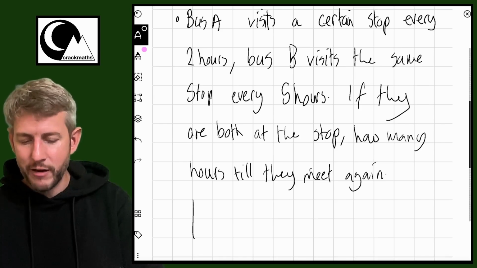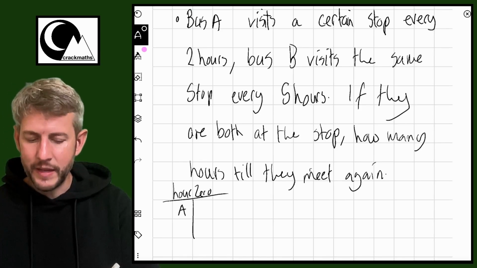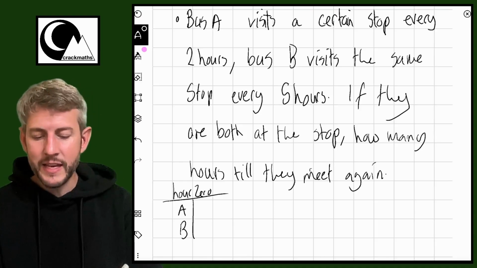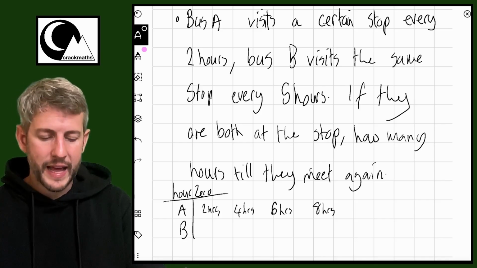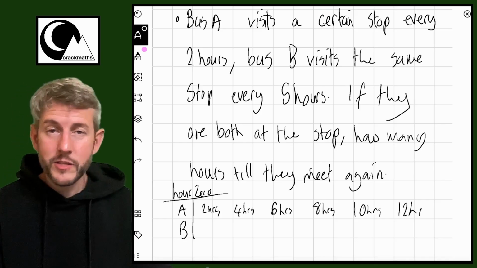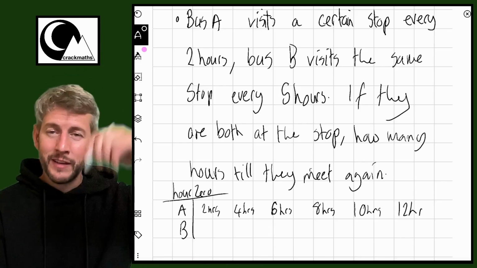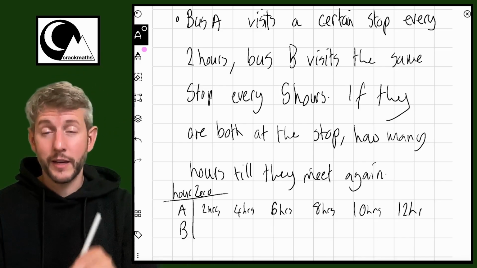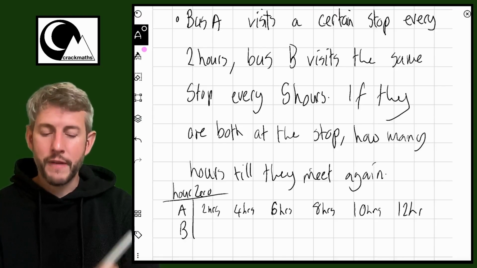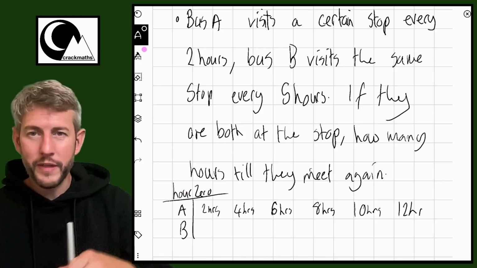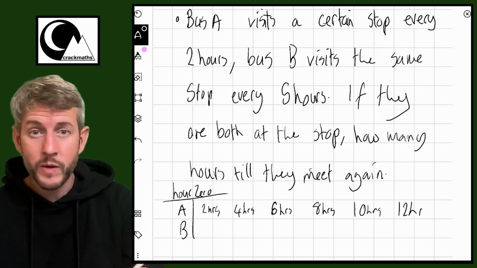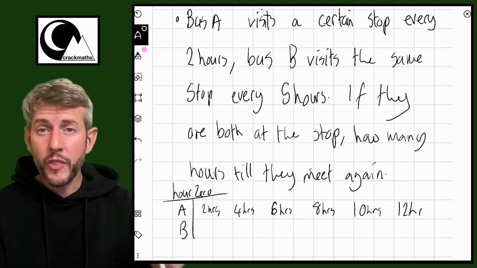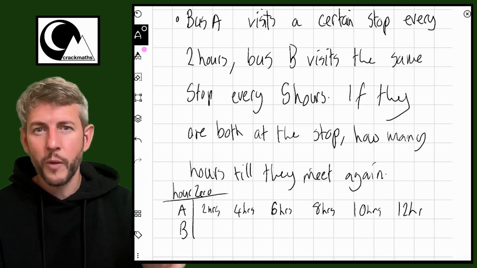Okay, so what we're going to do is let's think about, we're starting at hour 0. So this is hour 0 here. This is A and this is B. So bus A is going to get there at 2 hours, at 4 hours, at 6 hours, at 8 hours, at 10 hours, at 12 hours. So these are all the hours that the bus is going to go there. It's going to arrive at the stop, it's going to go away, and it's going to come back 2 hours later. So if we're measuring it from hour 0, it will be there after 2 hours, after 4 hours, after 6 hours, after 8 hours, after 10 hours, after 12 hours. Now, the other one, we've got bus B visits the same stop every 5 hours.